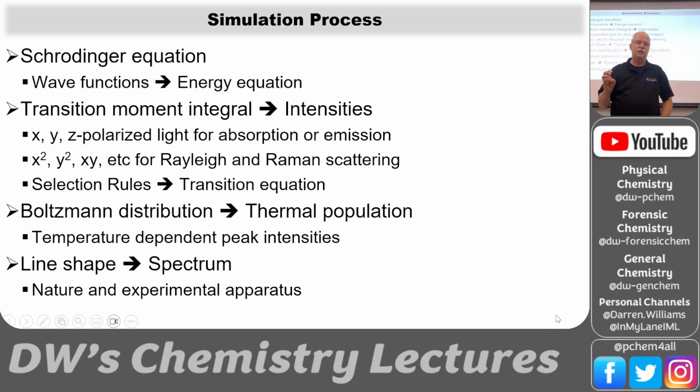So this is the simulation process that we're going to go through today. We have the Schrodinger equation with the wave function, the transition moment integrals, all of this done in Excel. Then we do the Boltzmann piece, and then we add a line shape. And so there's going to be a good chunk of information about the line shapes today. So we'll just review some of this.